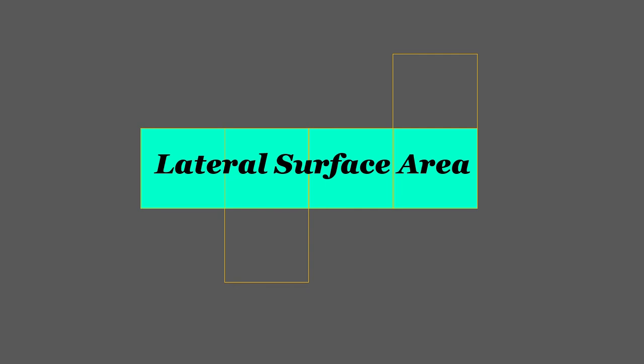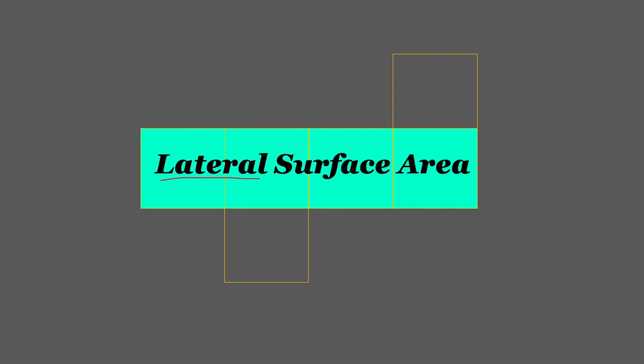Hey everyone! Today's topic is about lateral surface area. So, very related to total surface area, which we did yesterday, with one teeny tiny little difference, just related to this word lateral, and you're about to find out what it is.